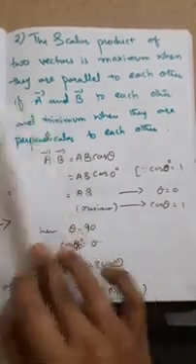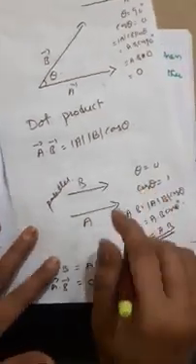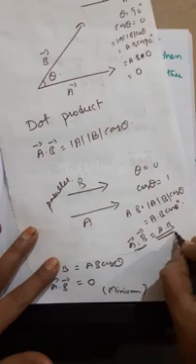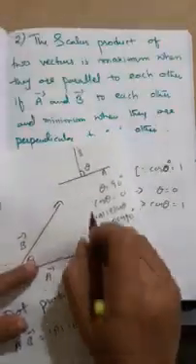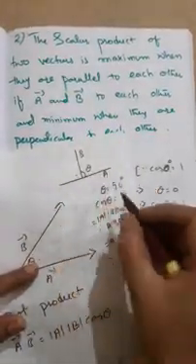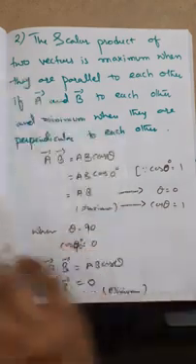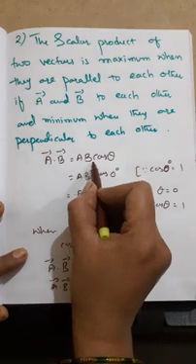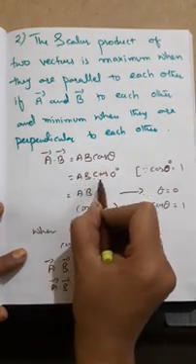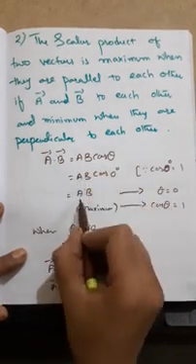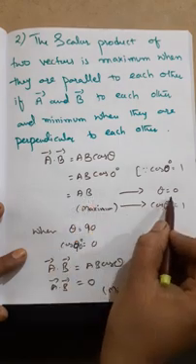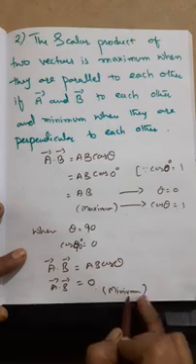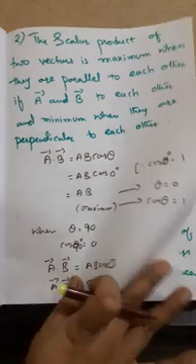So it means that when the two vectors are parallel to each other, the dot product will be maximum. When these two vectors are perpendicular to each other, the dot product will be minimum. That is what I wrote here: A dot B is equal to AB cos theta. When theta is equal to 0, it is AB. When theta is equal to 90 degrees, it is equal to 0. So the dot product will be minimum.